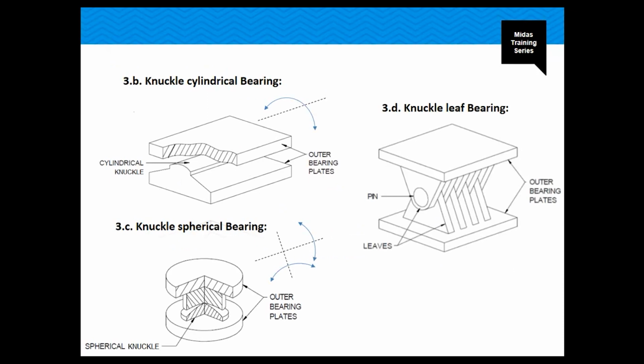The direction of allowable rotation depends on the type of knuckle. You have the cylindrical knuckle, as you can see here, and it allows unidirectional rotation. You also have the spherical bearing, which is this one. It allows multi-directional rotation, as you can see in these diagrams. And also you have the knuckle leaf bearings, which is similar to a pin rocker bearing, but it has multiple leaves instead of a single sole plate, which are these, as you can see here.